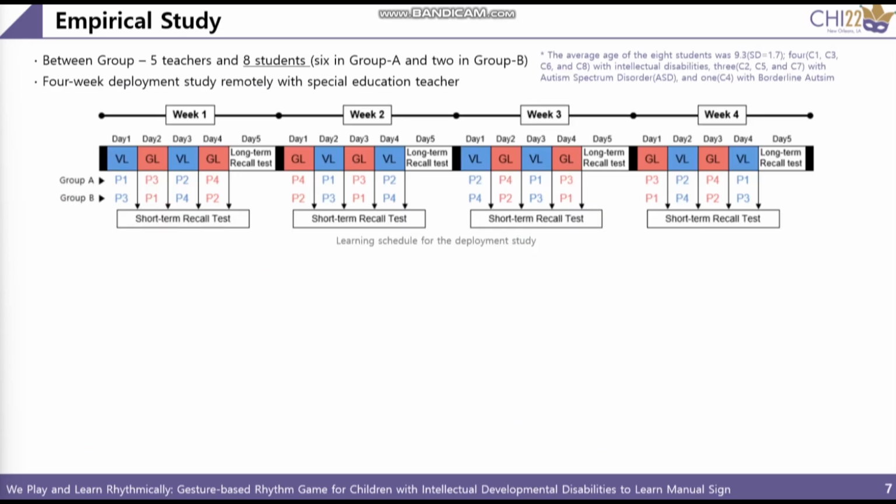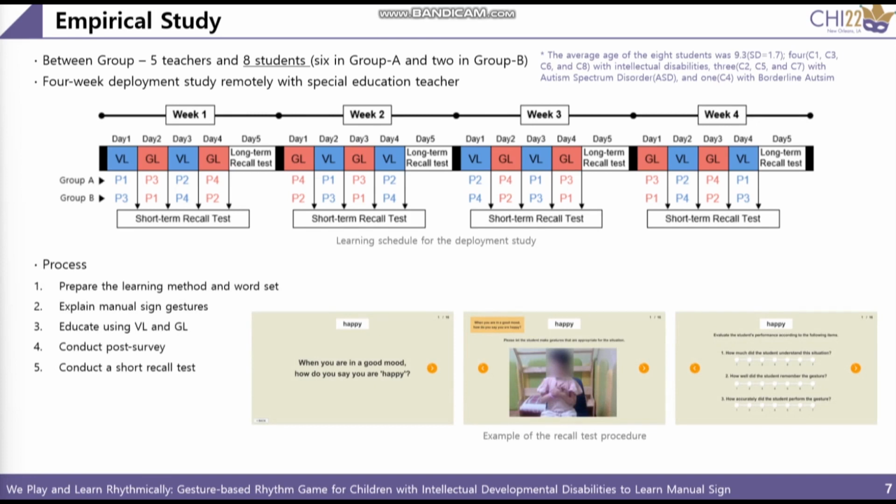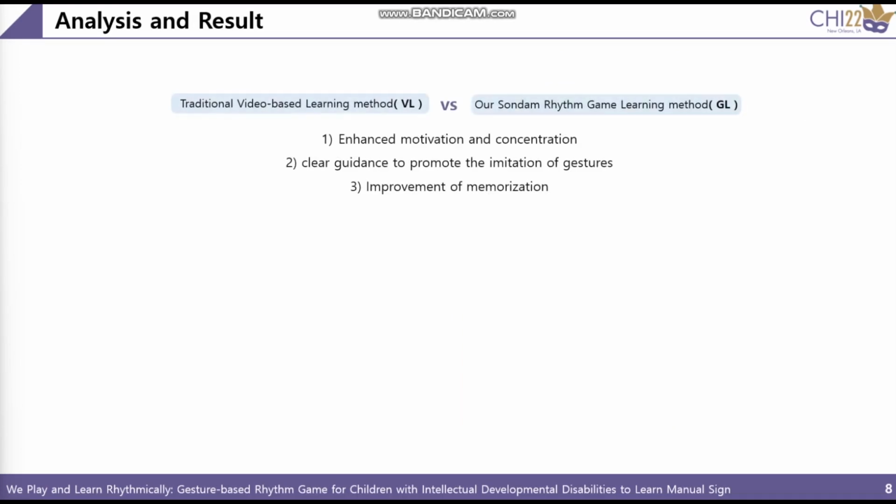Initially, we recruited 9 teachers and 12 students and divided them into groups A and B. However, due to COVID restrictions, 4 students were excluded in the middle of the experiment. Groups A and B ran the same word set with different learning methods. The study was conducted remotely in the classroom with the teachers for 4 weeks. Teachers assigned gestures to students according to each group's schedule, and then finished with a short test and post survey.